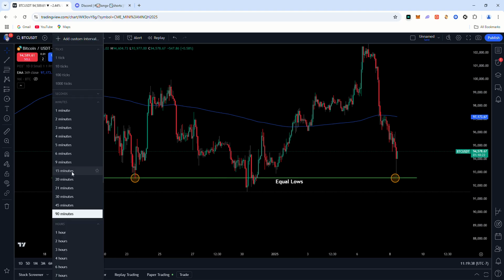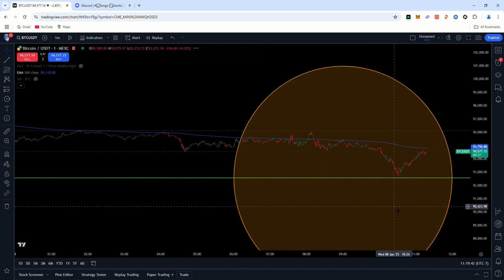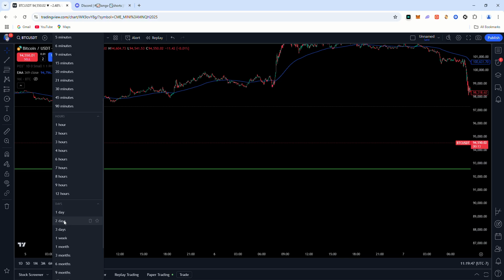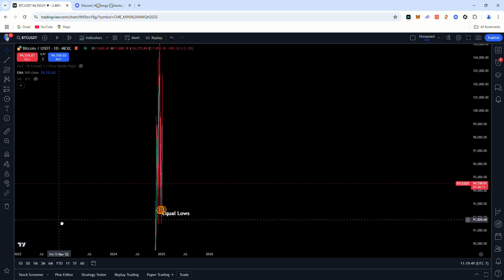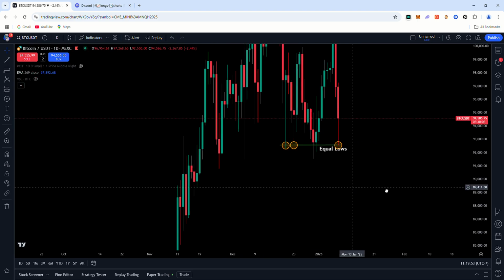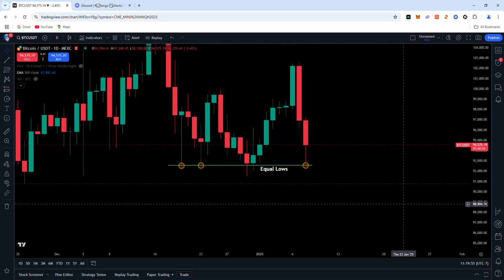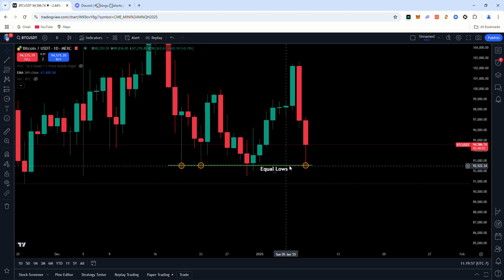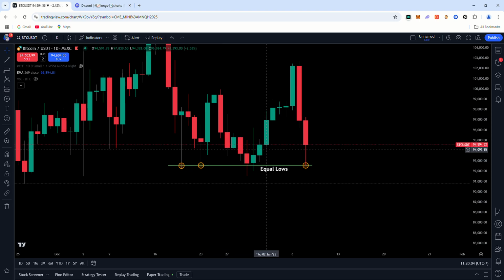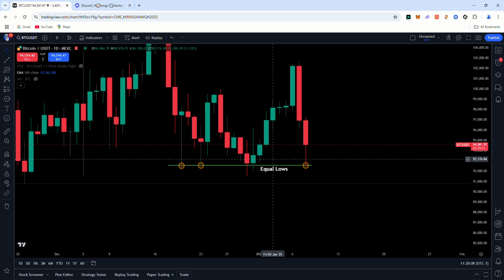Okay, so that means you can go across the 1 minute, all the way up to the daily, if you like. If you can find those lows across multiple time frames, you know they're high probability. Equal lows on the daily, all the way down to the 1 minute time frame. That way you know that it's a really strong support area. That's how we use the equal lows.